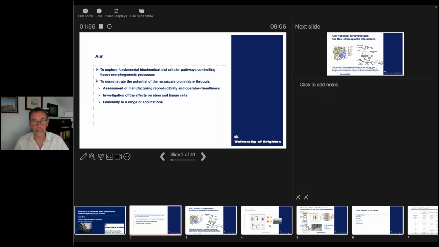And I hope to be able to give you some examples about how this material is operator friendly, enables reproducible experimental results, and basically can be applied both to the culture of stem cells, particularly adult mesenchymal stem cells, but also induced pluripotent stem cells and tissue cells in general. And I will give you a range of potential cases where we have applied these biomaterials to different types of cells, to show pretty much the potential of its use.